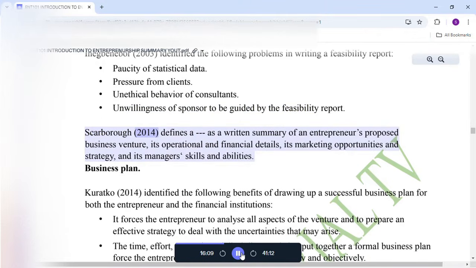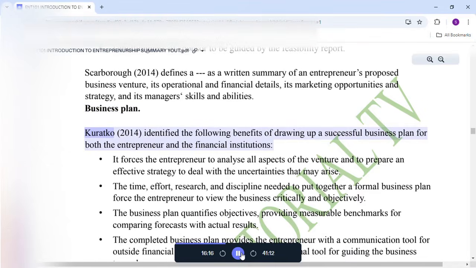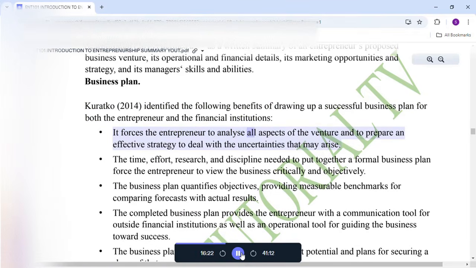Scarborough, 2014, defines a business plan as a written summary of an entrepreneur's proposed business venture, its operational and financial details, its marketing opportunities and strategy, and its manager's skills and abilities. Kuritko, 2014, identified the following benefits of drawing up a successful business plan for both the entrepreneur and the financial institutions. It forces the entrepreneur to analyze all aspects of the venture and to prepare an effective strategy to deal with the uncertainties that may arise.